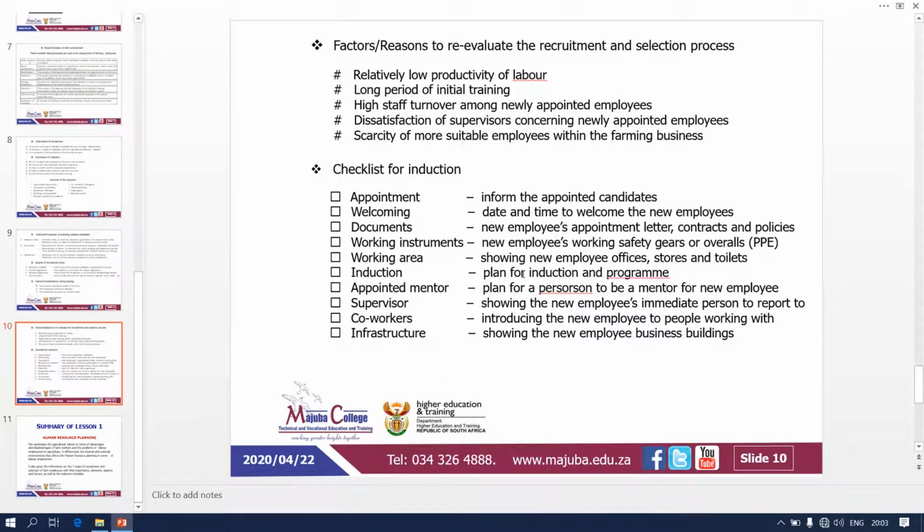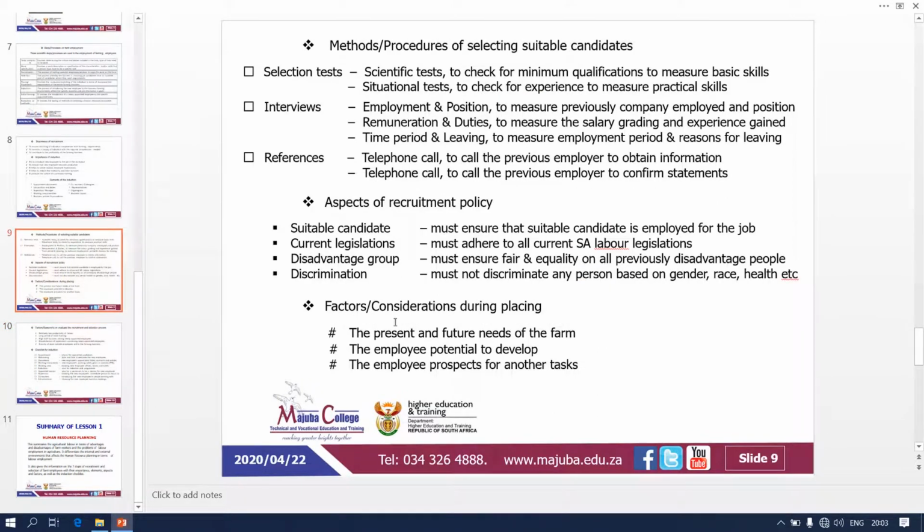All right. We also have to look at factors for consideration during placing. Now, you're placing that individual. What is going to tell you? This is going to tell you whether this particular employee will be casual or permanent: the present and future needs of the firm, the employee's potential to develop, the employee's prospect for another task. Remember, people that are multitasked are very scarce. You need them in your business.